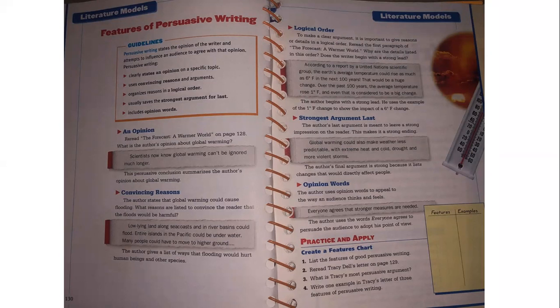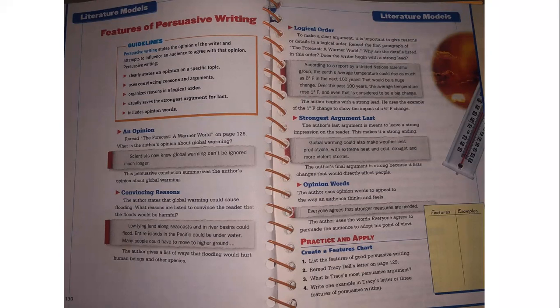And finally, opinion words. All right, the author uses opinion words to appeal to the way an audience thinks and feels. So by saying everyone agrees that stronger measures are needed, this persuades the audience to also be among those people who agree that stronger measures are needed.